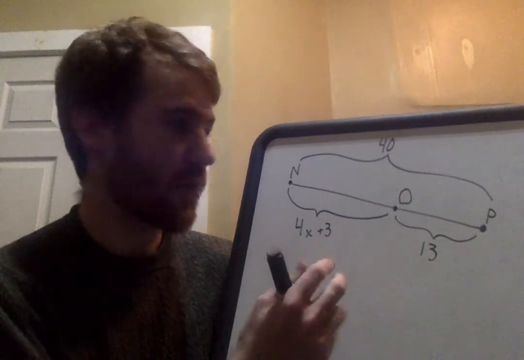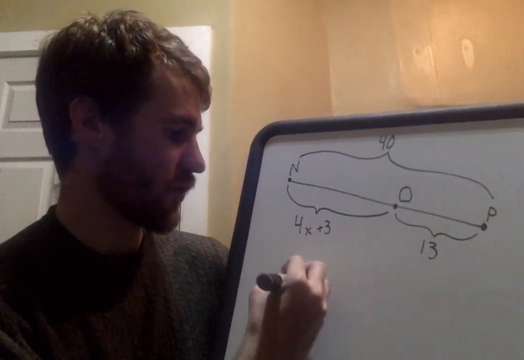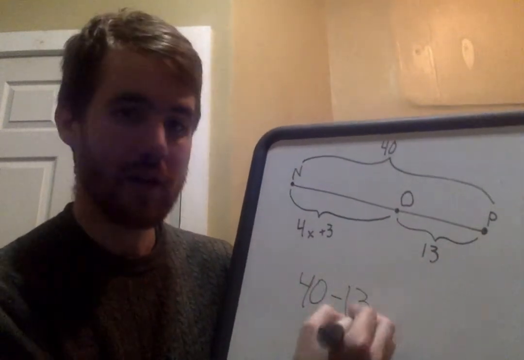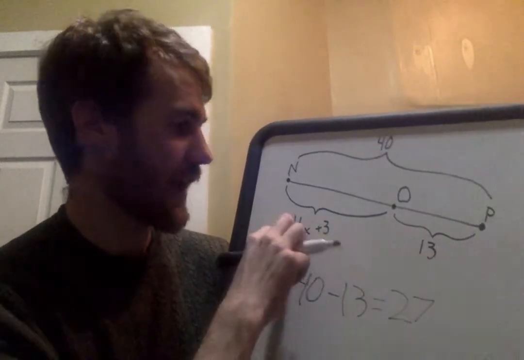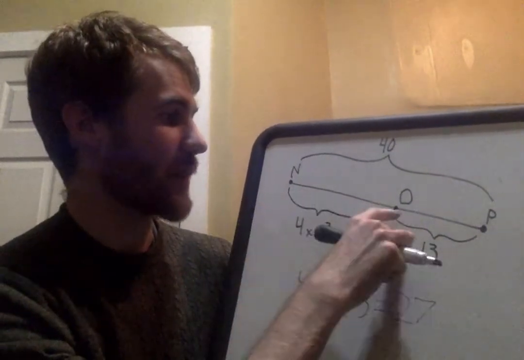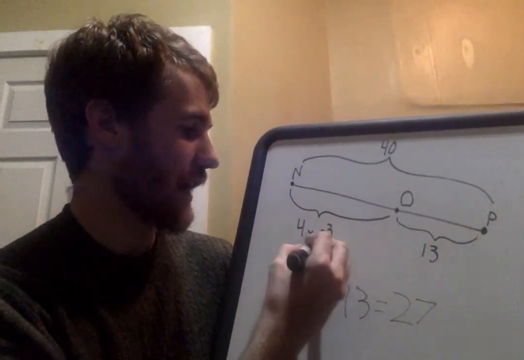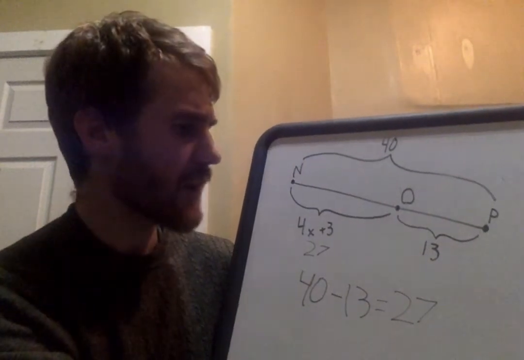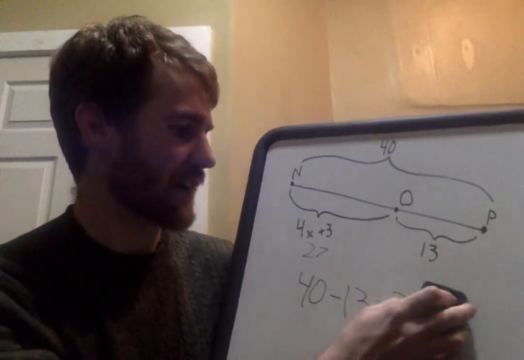So one thing you could do right away is, we know this one's 13, this one's 40, so you could just do 40 minus 13, and that's going to tell you 27 is the length of this line segment from N to O. So this is 4x plus 3, or you could write that as 27. They're the same thing. But in this question, we were asked to figure out what is x, not what is the length of this line segment.